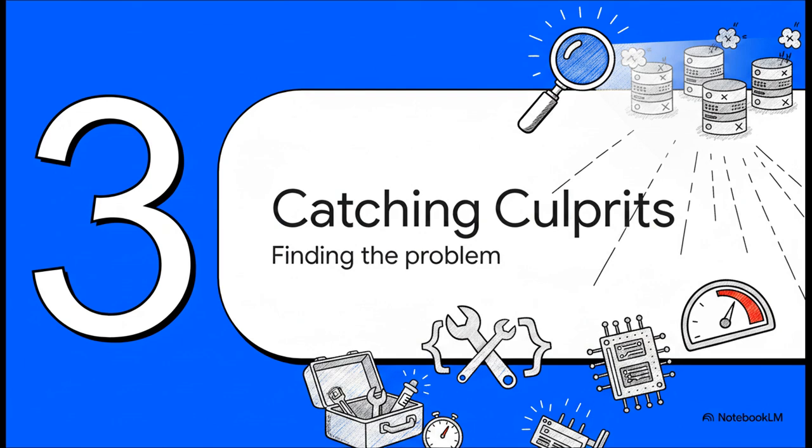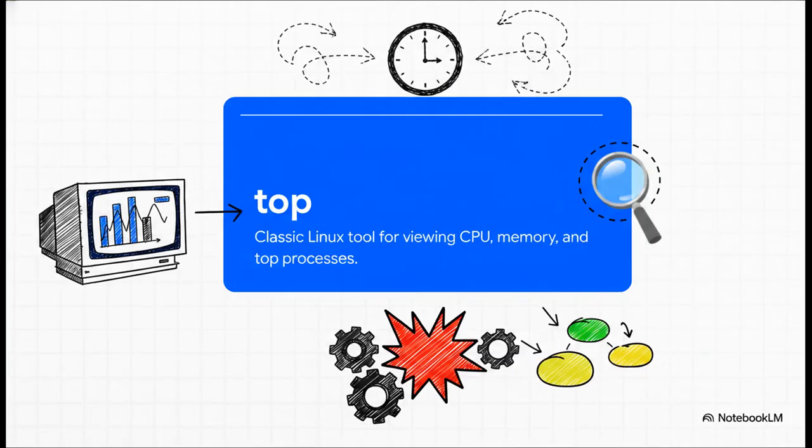All right, Section 3, how to catch culprits. Now that we actually know what we're looking for, we need some rapid-fire forensic tools to interrogate the system and find out exactly who is misbehaving. Your absolute first line of defense is the top command. You can think of top as the time-tested, classic dashboard for your server's health.